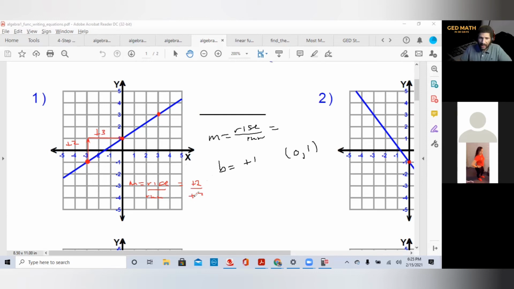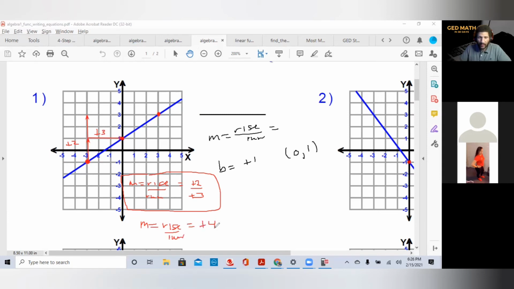My run was +3. Now, what I want to show you is, again, it doesn't matter what 2 points I use. I'm going to use my first point and my third point. I'm going to show you it does not matter, because the slope is the constant rate of change. I'm going to start from my leftmost point and get to this third point. I have to go up 1, 2, 3, 4. So here my rise is +4. So again, rise over run.